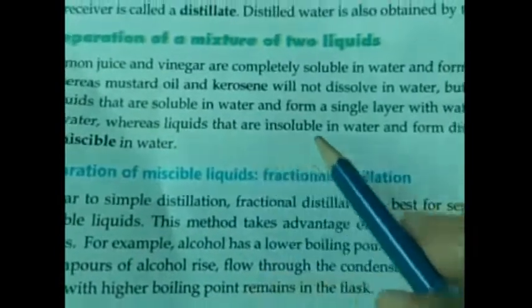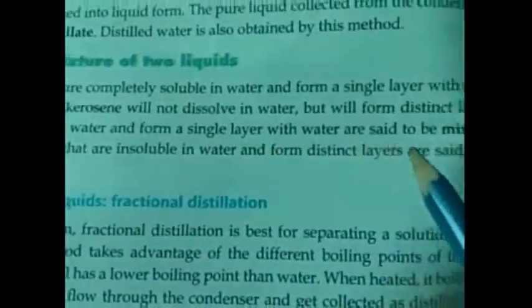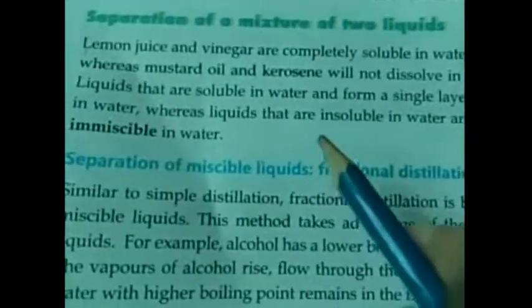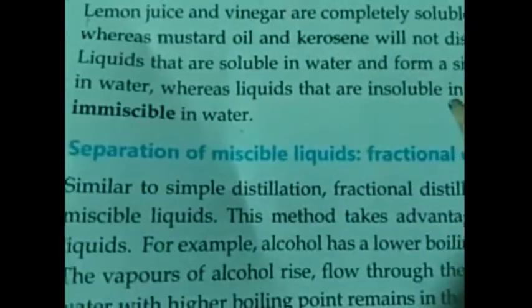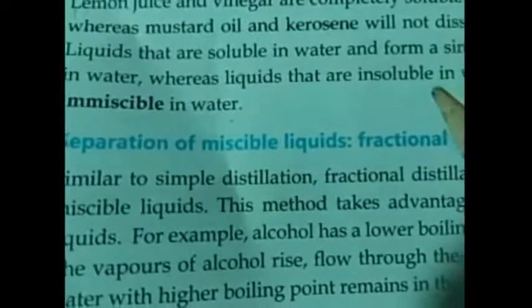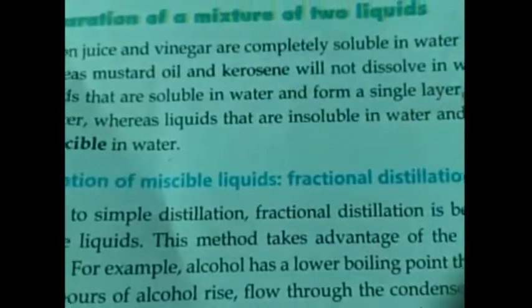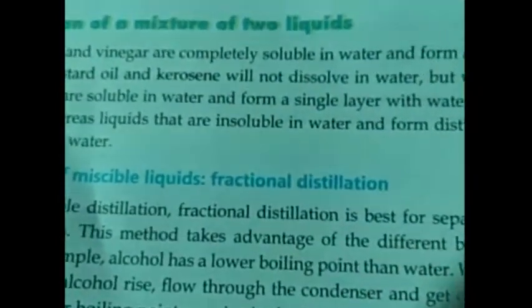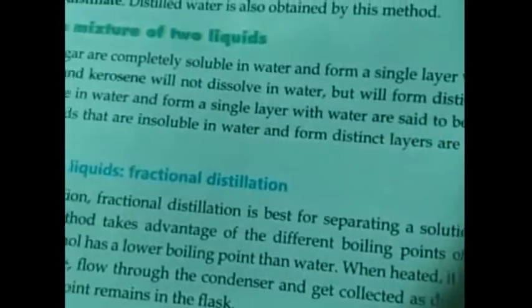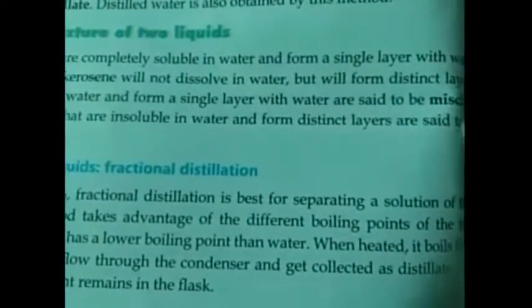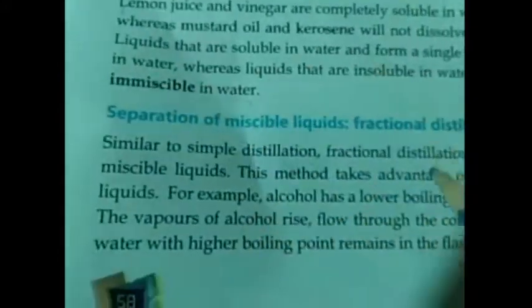Liquids that are soluble in water and form a single layer with water are said to be miscible. In the last chapter we also studied miscible and immiscible substances. The substance which is completely dissolved in liquid is known as a miscible liquid or miscible substance, or the substance which is not dissolved in water is known as immiscible.